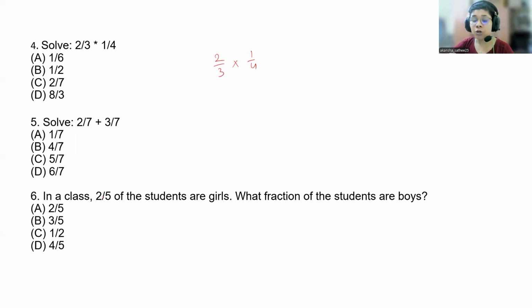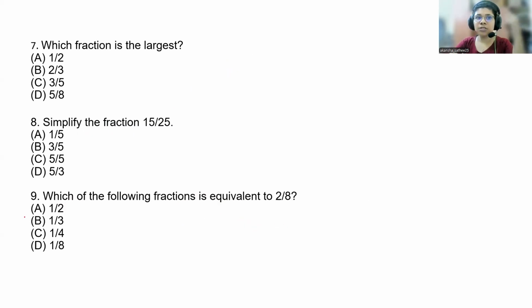Now in a class, 2/5 of the students are girls. What fraction of students are boys? So just consider the whole thing is 1. So total students are 1. Of that, 2/5 are girls and the remaining are boys. So you just have to compute 1 minus 2 by 5. That is your boys fraction. Next, which fraction is largest? We have just solved a similar problem. You just write all four numbers, and try to make the denominator common. And then you compare the numerators.